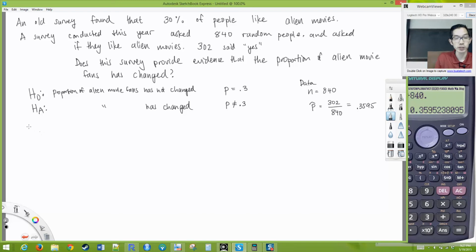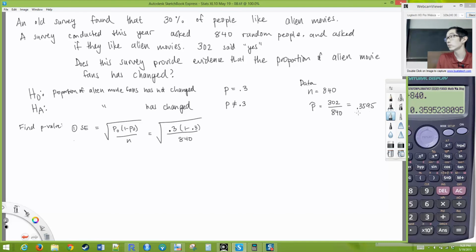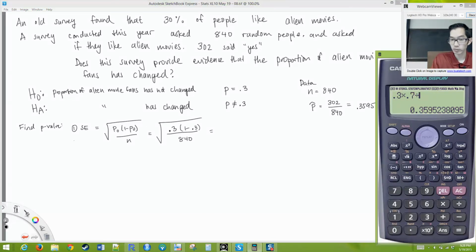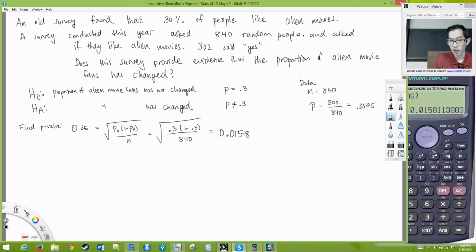What is the first step we do in finding our p-value? I listed off the 3 sub-steps, right? Find the standard error. So what is the standard error? It's the square root of p0 times 1 minus p0 over n. So I get the square root of 0.3 times 1 minus 0.3 divided by 840, right? I'm using 0.3 from my null hypothesis and not 0.3595 from my p hat. I punch this into my calculator and I get 0.0158. Is this okay with everyone?